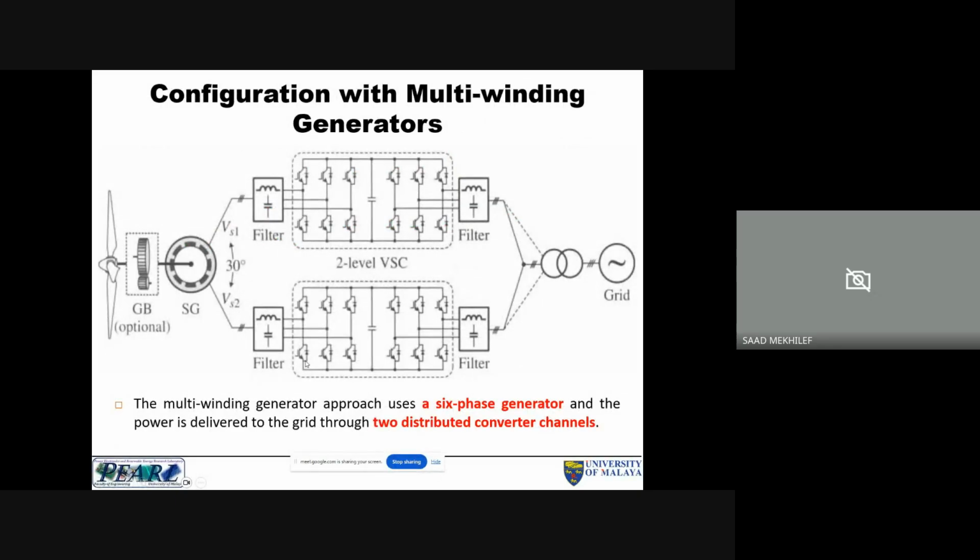Sometimes, to increase the power in synchronous generators with indirect wind turbines, we may also have 6-phase generators, and you can see the 30 degrees phase shift between each one of them. That will enable us to handle higher power.